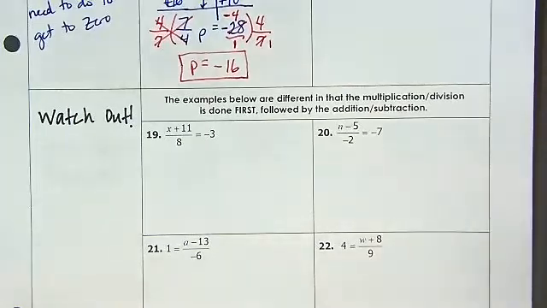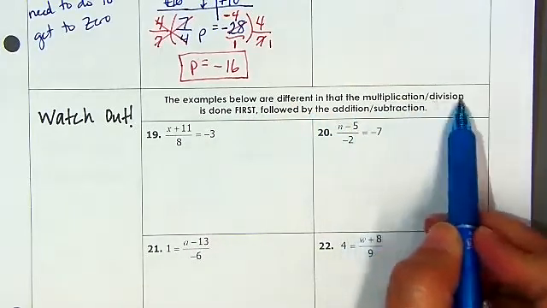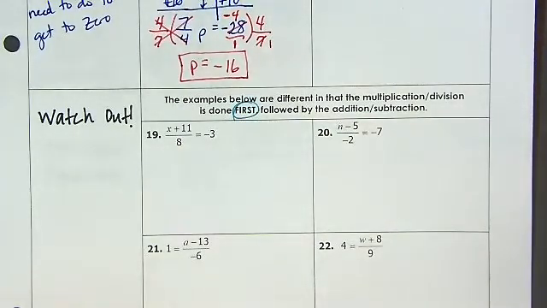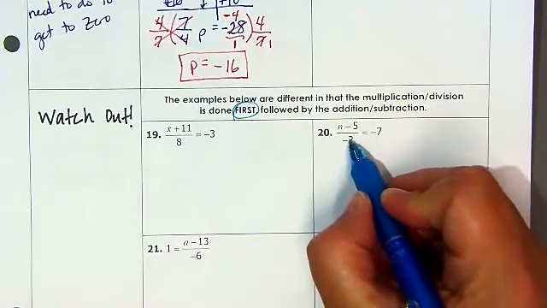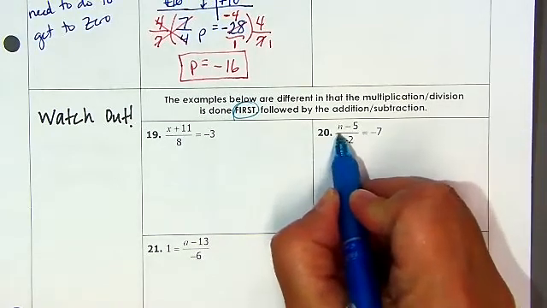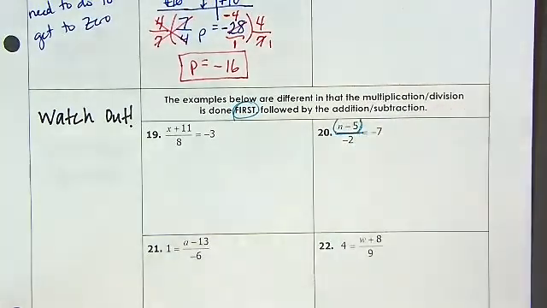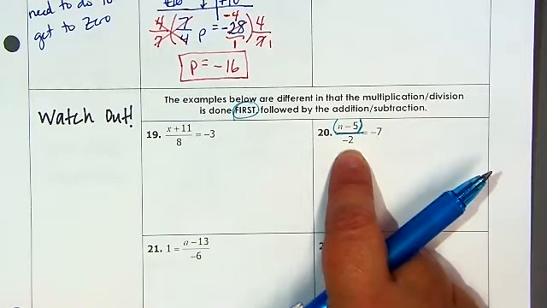Okay, this is throwing us a little bit of a curveball when we look at this. So the examples below are different in that the multiplication or division is done first. So in this scenario, we're going to do multiplication or division first. The reason being is because when I look at this, the fraction bar is a grouping symbol. It's like putting this inside parentheses, even though they're not written. So that means the -2 is the wrapping paper. That is the farthest away from the variable. All right, here we go.